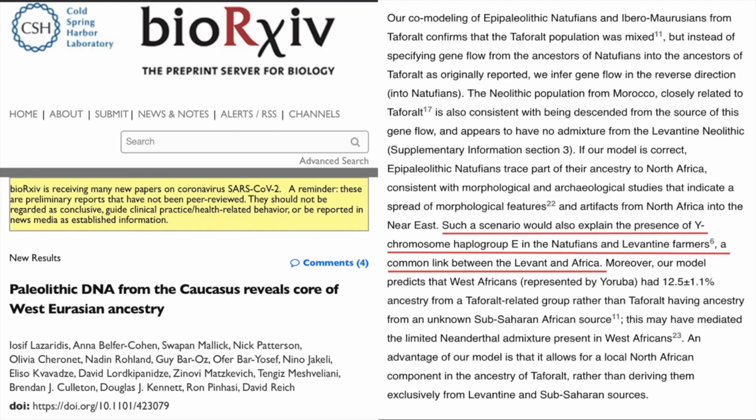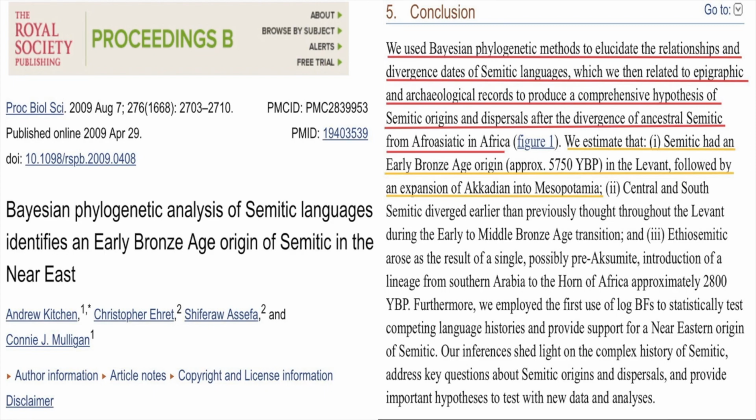In this paper, dealing with the haplogroup of Natufians, Paleolithic DNA from the Caucasus revealed a core of West Eurasian ancestry. Such a scenario would also explain the presence of Y chromosome haplogroup E in the Natufians and Levantine farmers, a common link between the Levant and Africa. And this fits along exactly with the origins of Semitic languages. We estimate that Semitic had an early Bronze Age origin in the Levant, followed by an expansion of Akkadian in Mesopotamia. If Semites are descending from Natufians, and if Natufians have haplogroup E, then it's likely that these Semites coming from the Levant would also carry haplogroup E, such as the Akkadians.